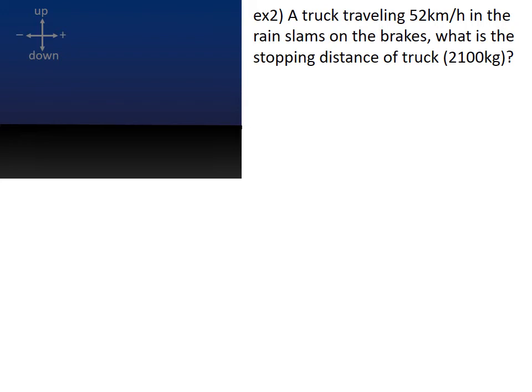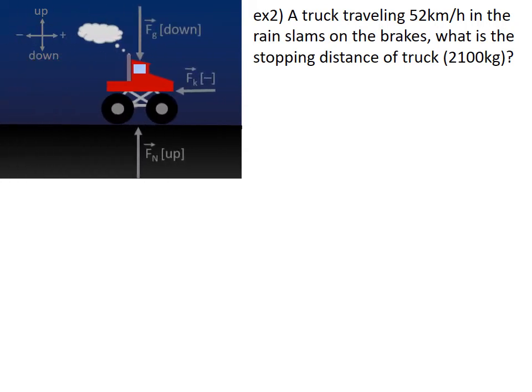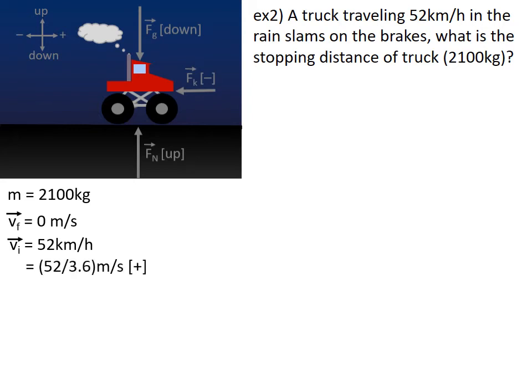A truck traveling 52 kilometers an hour in the rain slams on the brakes. What is the stopping distance of the truck? I know the mass is 2,100 kilograms. Final velocity is 0 because it's coming to a stop. Initial velocity is 52 kilometers an hour. Now that's going to have to be changed to meters per second. We know the magic number is 3.6. Meters per second is always smaller. So the initial velocity in meters per second will be 52 divided by 3.6.